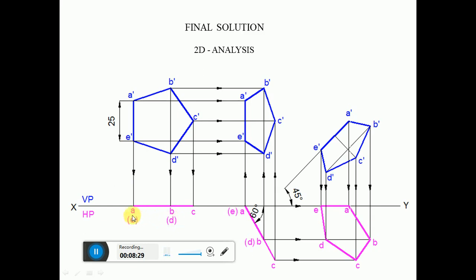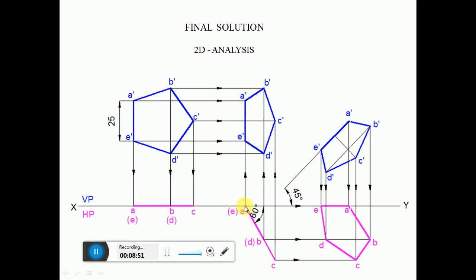D and E will be invisible, so you mark them in brackets, and then draw a dark line between A and C. Since one of the sides is on VP, the side which is perpendicular to HP is the one which is going to rest on VP. So we can see AE is on the vertical plane.